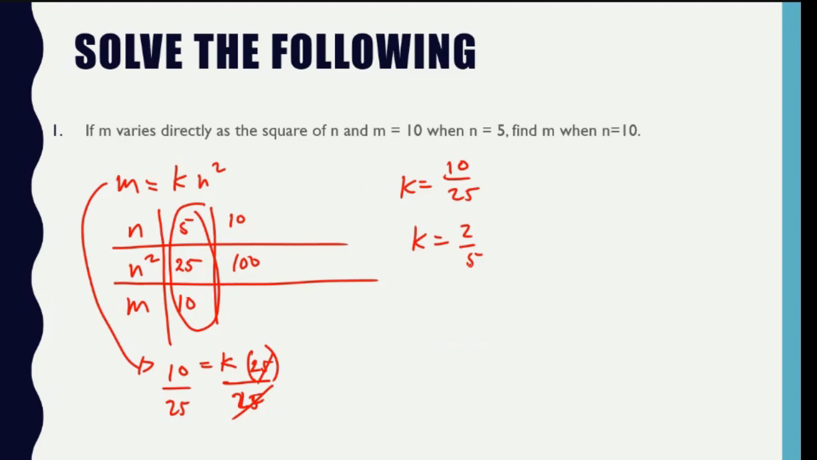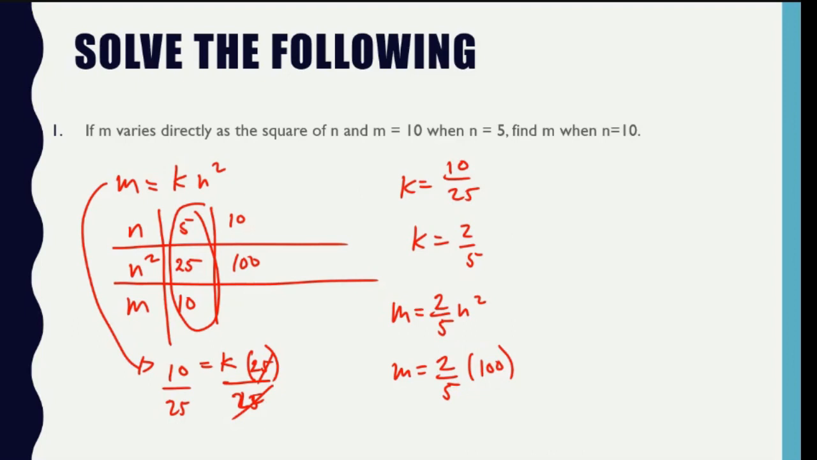And I will substitute now k to our tentative equation. m is equal to 2 over 5 n squared. And this was already the value of our k. This will be our equation of variation. Now, we will move on to solve for the value of m when n is 10. So, I will now substitute n squared, which is 100. So, m is equal to 2 over 5 times 100.